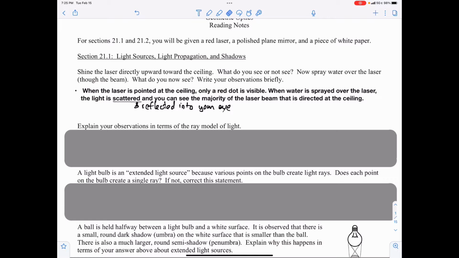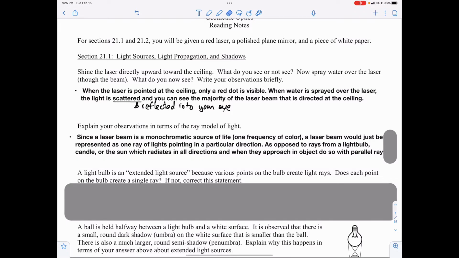Explain your observations in terms of the ray model of light. Well, since a laser beam is monochromatic, which means one color, a laser beam would just be represented as one ray of light pointing in one particular direction, as opposed to rays from a light bulb, candle, or sun, which radiate in all directions, and when they approach objects, they do so with parallel rays.